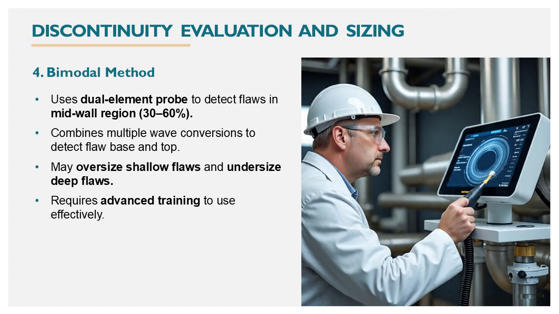Number 4 of discontinuity evaluation and sizing is bimodal method. This method uses dual-element probe to detect flaws in mid-wall region about 30 to 60%. This method combines multiple wave conversions to detect flaw base and top. It may oversize shallow flaws and undersize deep flaws. This method requires advanced training to use effectively.